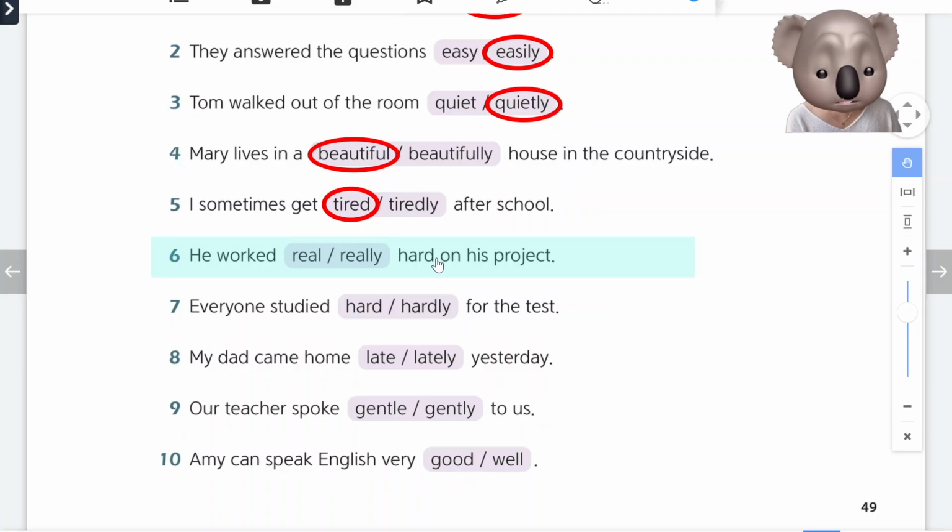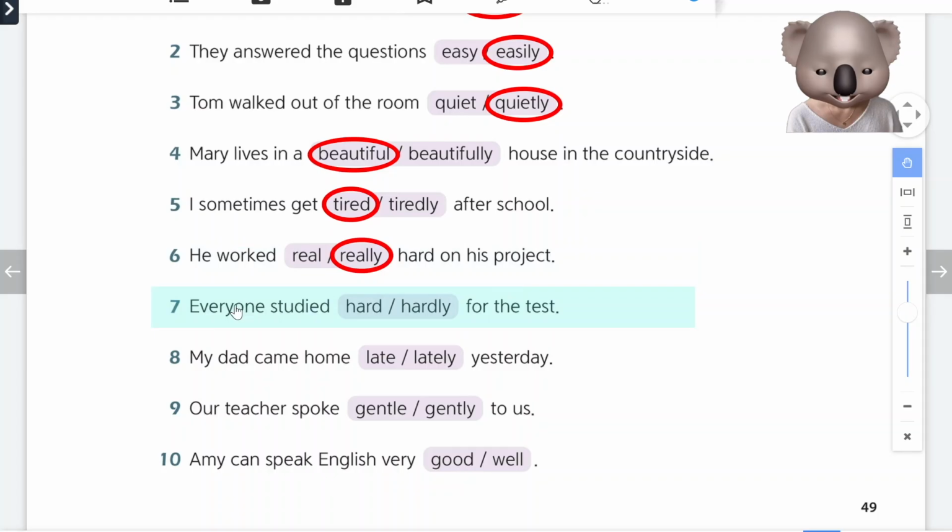엄청나게 집중해서 열심히 일을 했다. Really hard on this project. Number 7, everyone studied hard 또는 hardly for the test. Hard is 열심히 일을 했다. Hardly, 거의 안 했다, 거의 없다.